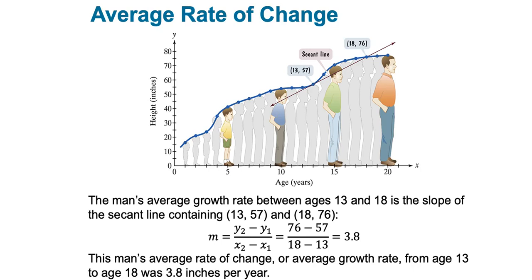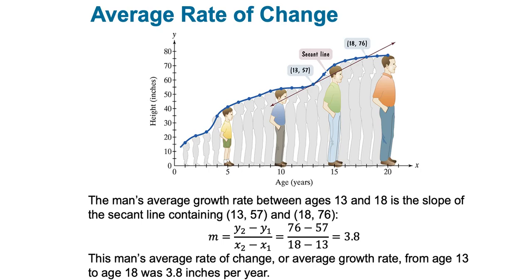per year. Now the important thing to realize here is it does not mean that the person grew 3.8 inches each year. It just means that on average they grew that much. So some years they may have grown a lot more, other years they may have grown a lot less. If you take the total amount grown divided by the number of years, that gives us the average per year.